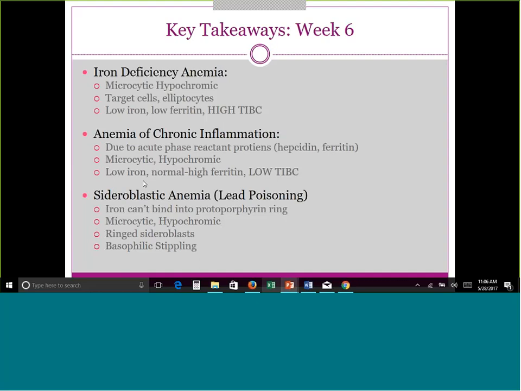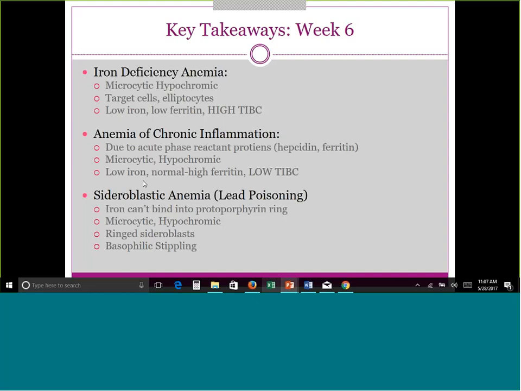So in this one, if you did the iron studies, it would help separate it from iron deficiency because they both have low iron, but this can have anywhere from normal to high ferritin because, again, ferritin is an acute phase reactor protein heavily involved in responding to inflammation. It will rise up. But the key is the low TIBC. So there's the difference of the TIBC results to help separate between the two. So really keep that in mind.